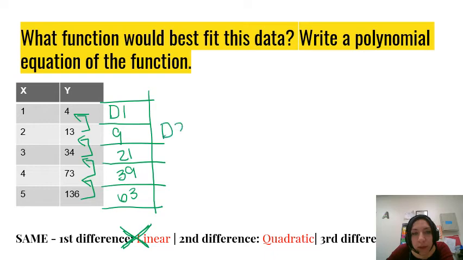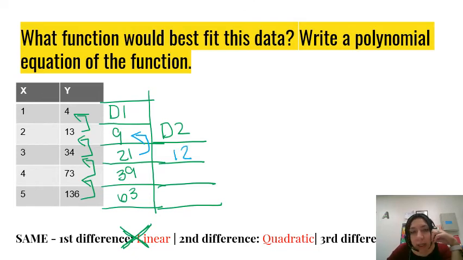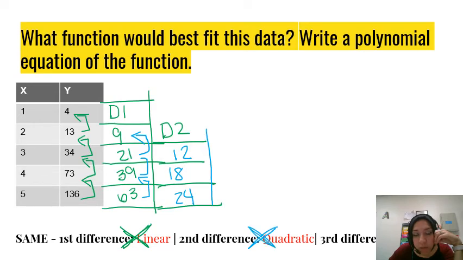So let me do the second difference. All right, so now I'm going to do, let me choose a different color. 21 minus 9, I get 12. 39 minus 21, you get 18. 63 minus 39, you get 24. Again, our second difference is not the same, so this is not a quadratic function.